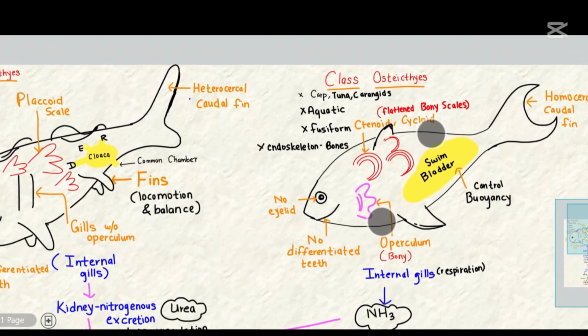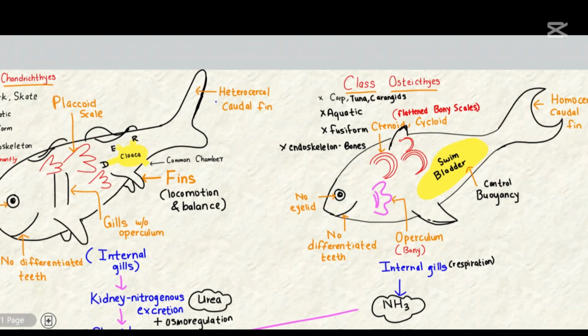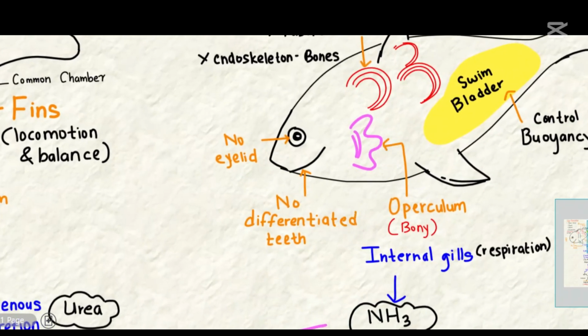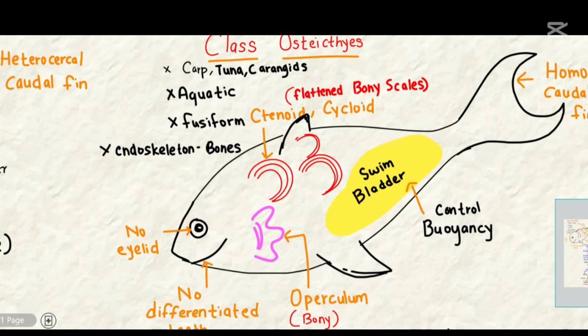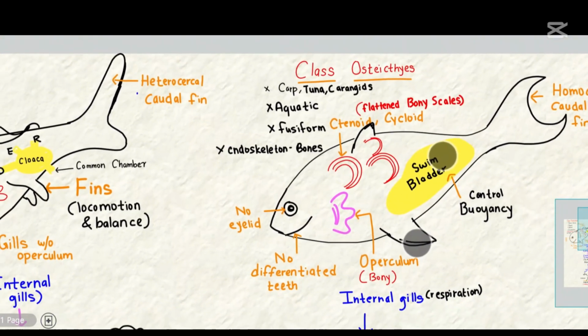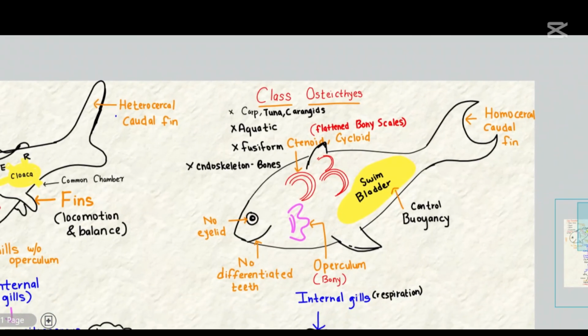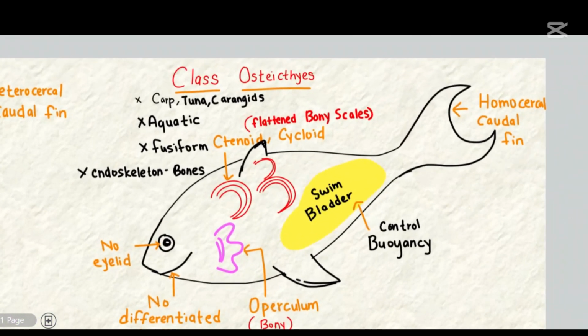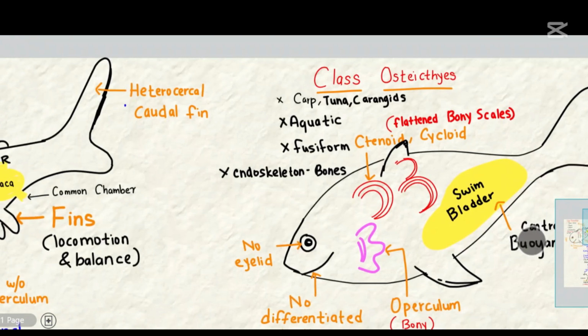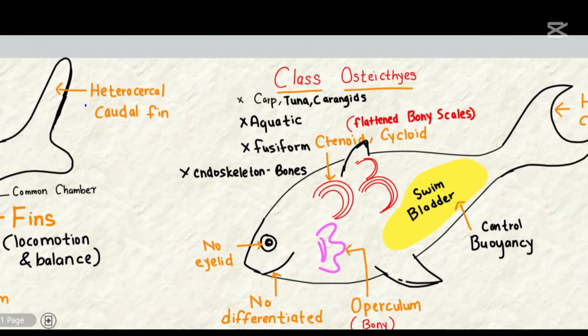Now, just like how I mentioned here about the eyes, the teeth, the placoid scales, fins, and the caudal fin, and then the gills, and then finally we come to the cloaca in Chondrichtyes, but here it's going to be the swim bladder. So initially it's going to be eyelids. They don't have eyelids, though they have eyes. They don't have differentiated teeth. And then they have fins for locomotion and balance. I haven't mentioned it here, but obviously they have fins for locomotion and balance. They have homocercal caudal fin, which means it's a symmetrical fin. It's not an asymmetrical one like you can see here. You have to see the difference. It's a symmetrical caudal fin.